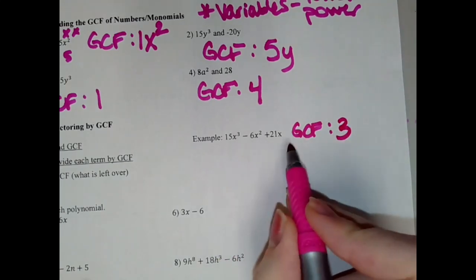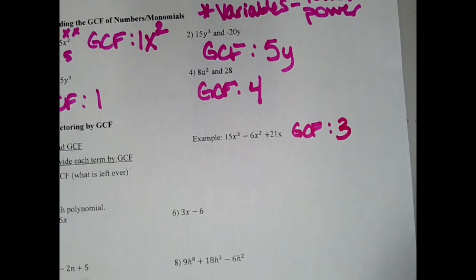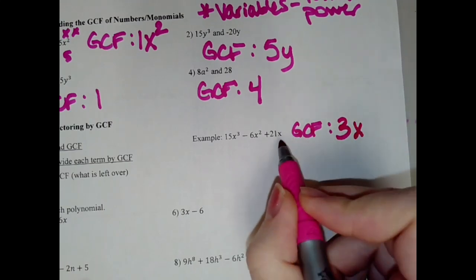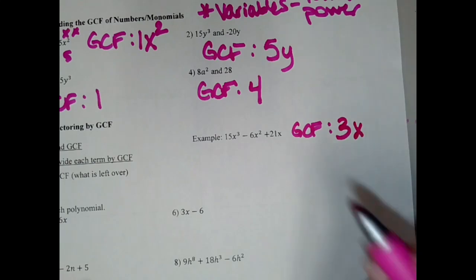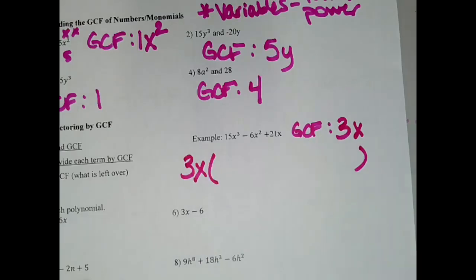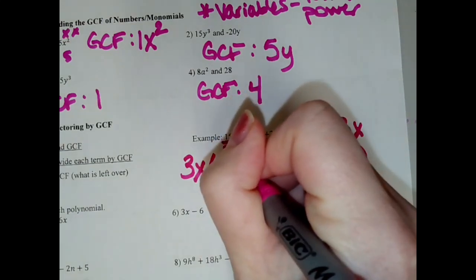Now they do all have a variable x, which means I can pull out a variable, but I can only pull out the lowest power. So I can pull out an x to the first power. So to factor by pulling out a GCF, you should always write your GCF out front, and then inside of parentheses, you're going to put what remains after you divide each term by the GCF.